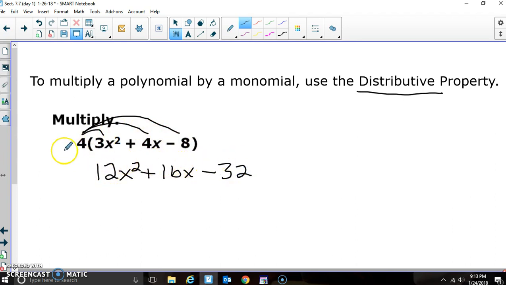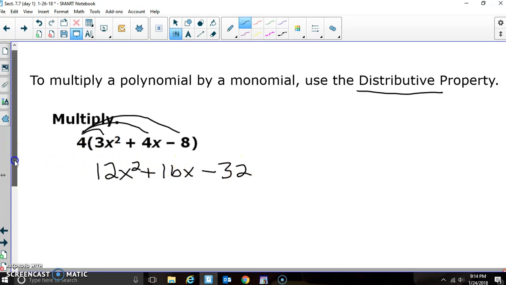Now, if there are any like terms, we add them together. We don't have any. That would be your final answer. Put it in standard form, the x squared first, the x, and the constant last.